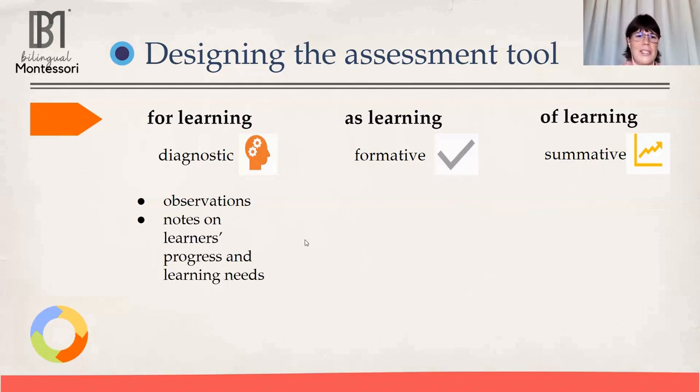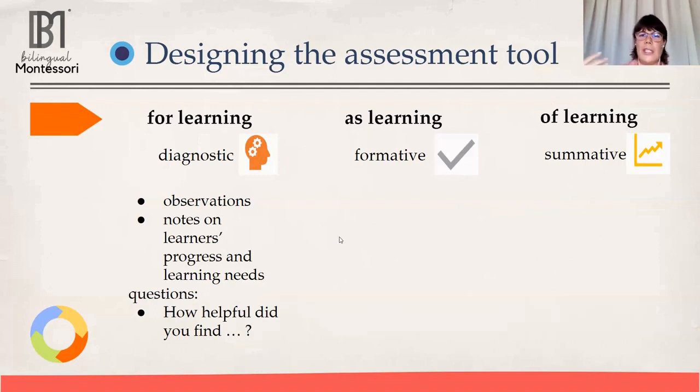Here's what I mentioned: a note on the learner's progress and learning needs. That's very closely connected with the observations, but it may aim at a slightly different area. That's why it's separate. And the types of questions I can ask the students: how helpful did you find this analogy, this material, or this activity?